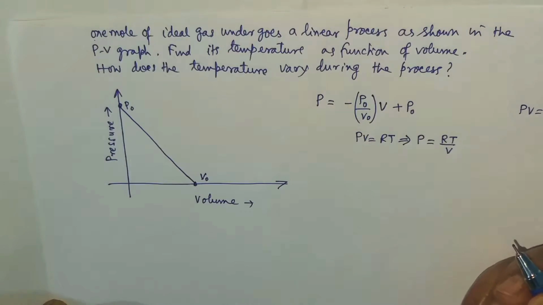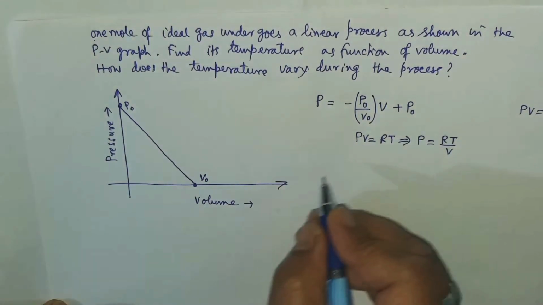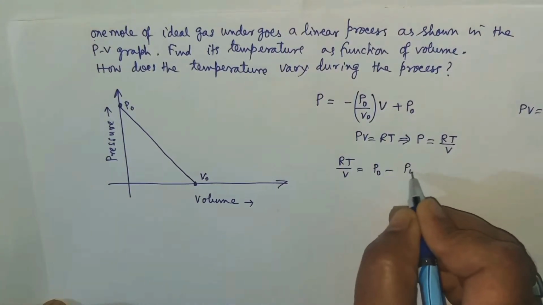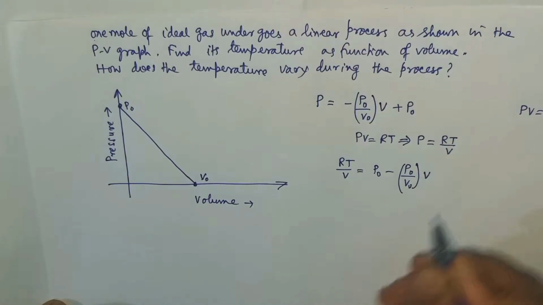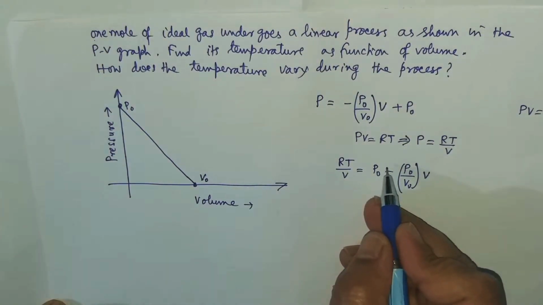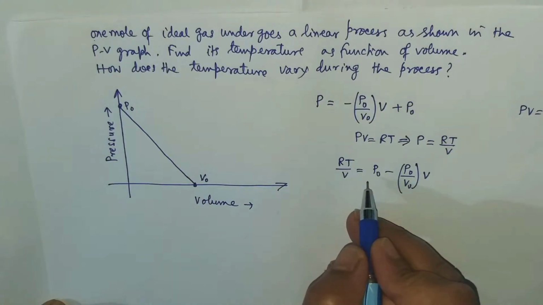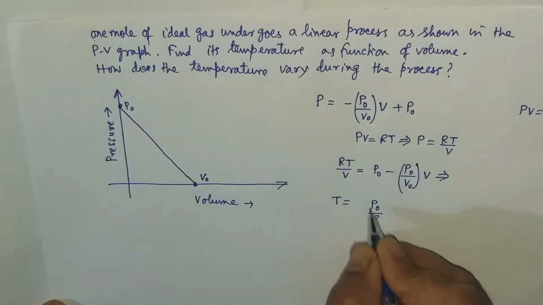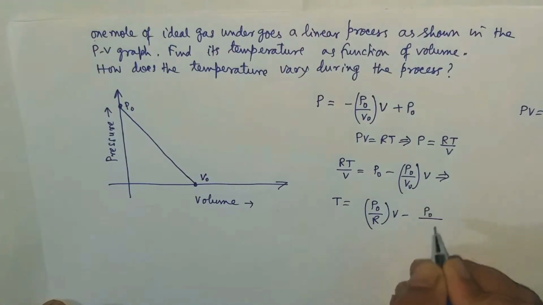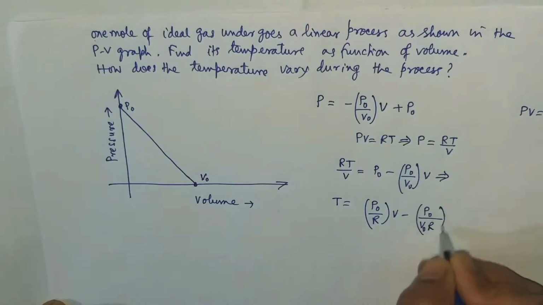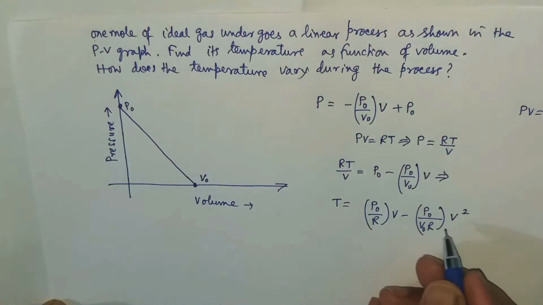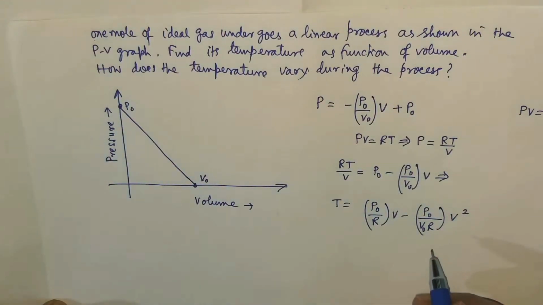So if I write P is equal to RT by V here in this place, we have RT by V is equal to P naught minus P naught by V naught times V. We just cross multiply by V and then divide by capital R. So what do we have? We have T is equal to P naught by R times V minus P naught divided by V naught R times V square. Then if you wish, you can take common or you can leave the answer there also. It depends upon the options that might have been given in the question.